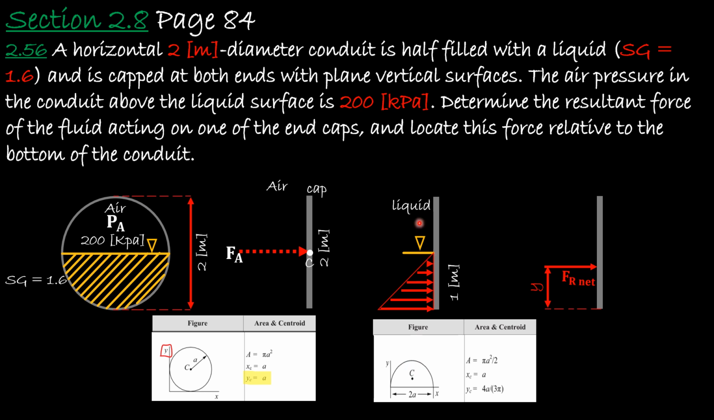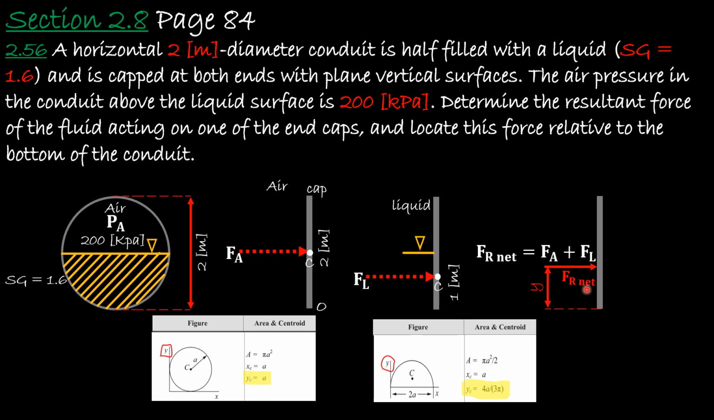Next is this. Now the liquid acts only on the bottom half of the cap, and the bottom half is a semicircle. So this line right here where the x-axis is the water surface, and we need to find the distance to the centroid. So y sub c will be this one right here, and that will be the liquid force. This is the resultant force due to the liquid acting on the cap. So now we defined where the centroid is. When we find the magnitude of this resultant force and this resultant force, we add them to find the net resultant force. Great. So now we found the magnitude.